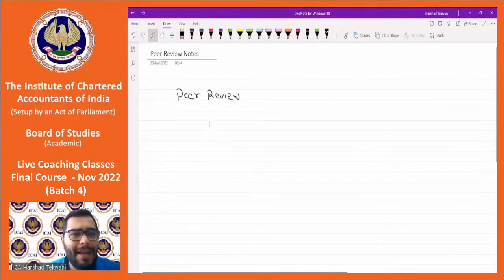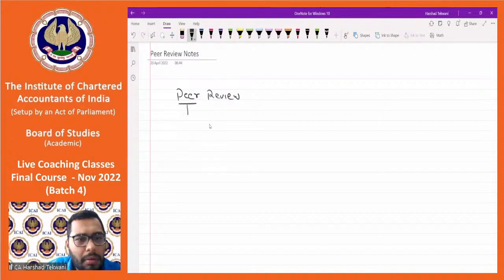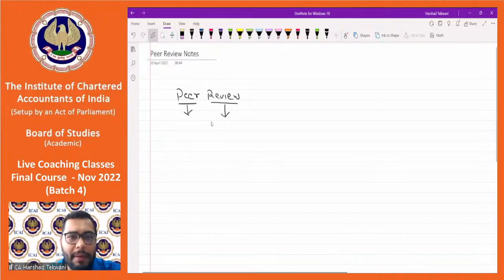Now, when I speak about peer review, there are two things. One, it's about peer. Peer means the colleague, or you can say a person of the same field, of the same position. Like he's my peer, he's working on the same position, he has the same qualification, same experience or related experience. He's from the same field. That is peer, and that means you can say a colleague, or you can say a member.